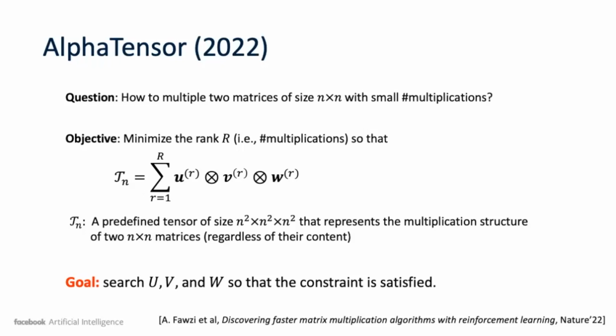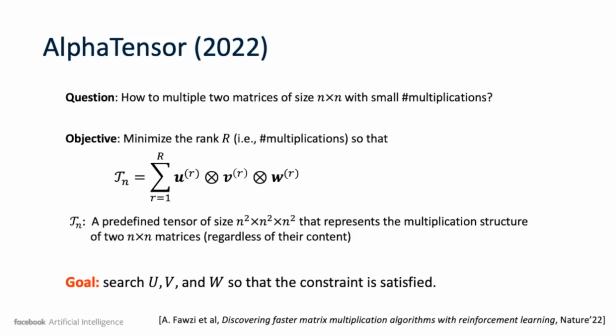In that case, we can write down the matrix multiplication formulation as the following objective. Mathematically, you can show that this is equivalent to minimizing the rank of a third order tensor. This third order tensor is written as the following formula. Here T_n is a predefined tensor of size n squared by n squared by n squared that represents the multiplication structure of two n by n matrices. You want to find the best decomposition of this T_n so that the decomposition has the fewest terms. This number of terms is called the rank here. If you have fewer terms, it means you have fewer multiplications in the final algorithm.